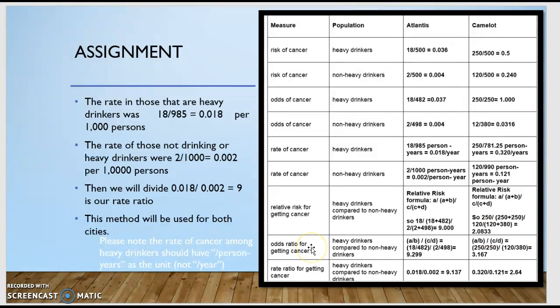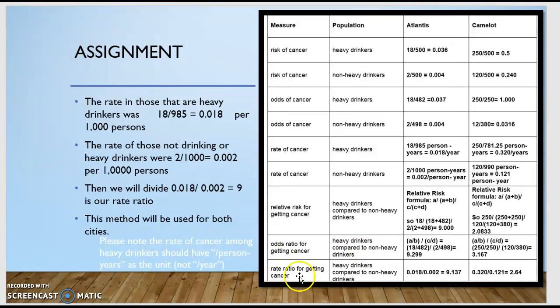Odds ratio for getting cancer. So the population we were given is heavy drinkers compared to non-heavy drinkers. The formula we're going to be plugging in here is A divided by B out of C divided by D. So we're going to use, again, information from our 2x2 table, plug in the information, and this is the answer we end up getting for Atlantis. And again, for Camelot, we're using the same formula, and this is the answer we end up getting.